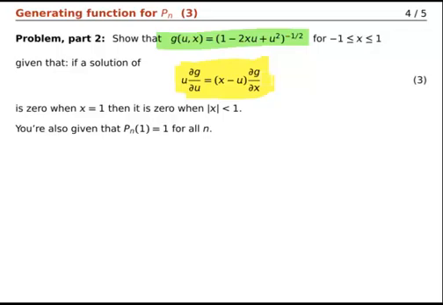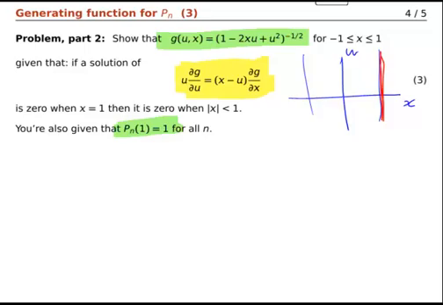We're going to use the given fact that if a solution of this partial differential equation is 0 when x equals 1, then it's 0 when mod x is less than 1. And I'm also writing down here a given fact about Legendre polynomials which you might not know and which is needed in order to solve this problem.